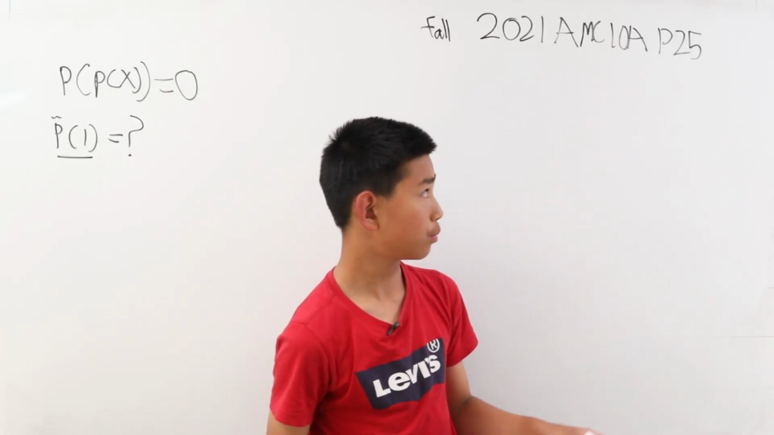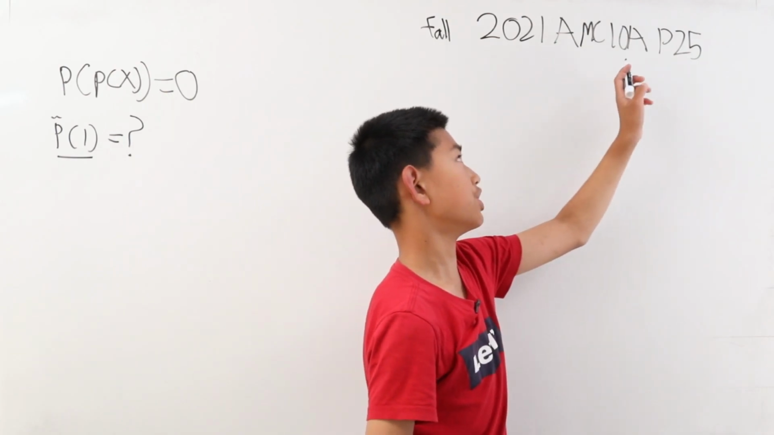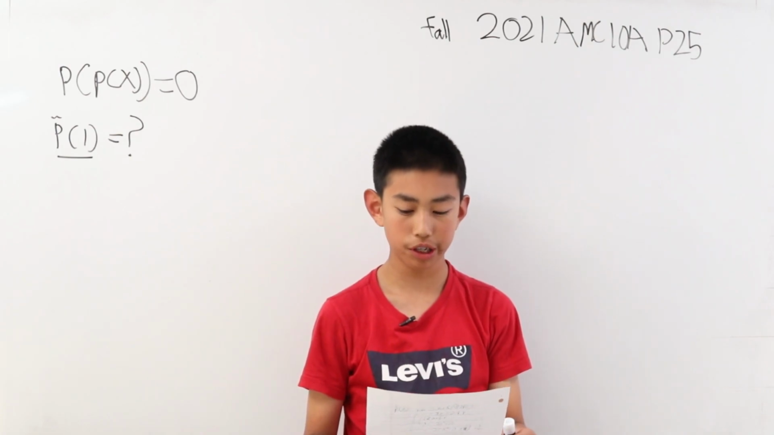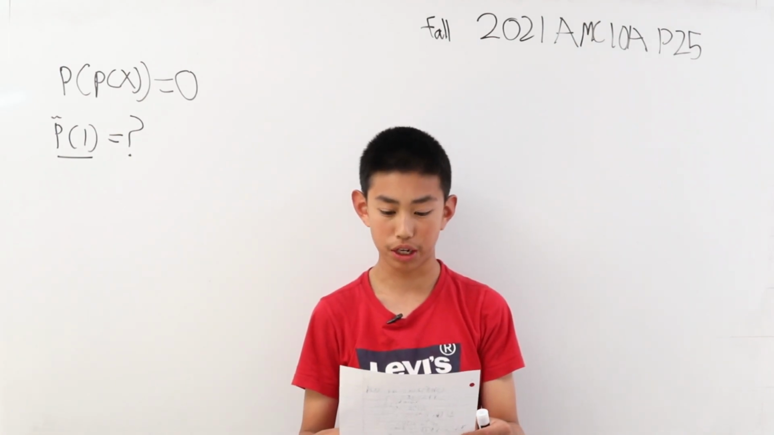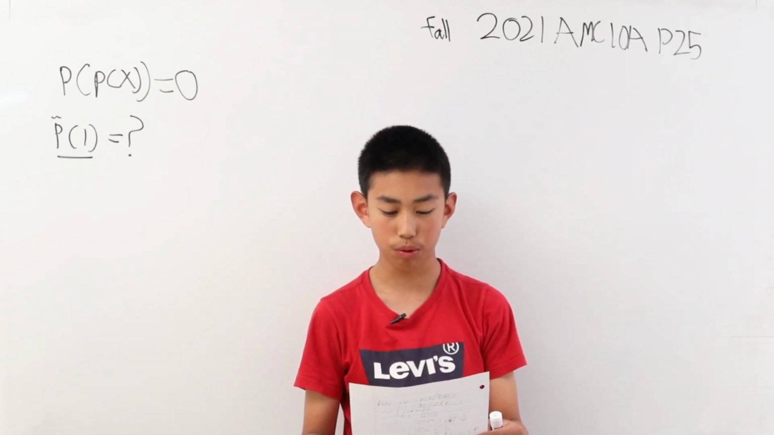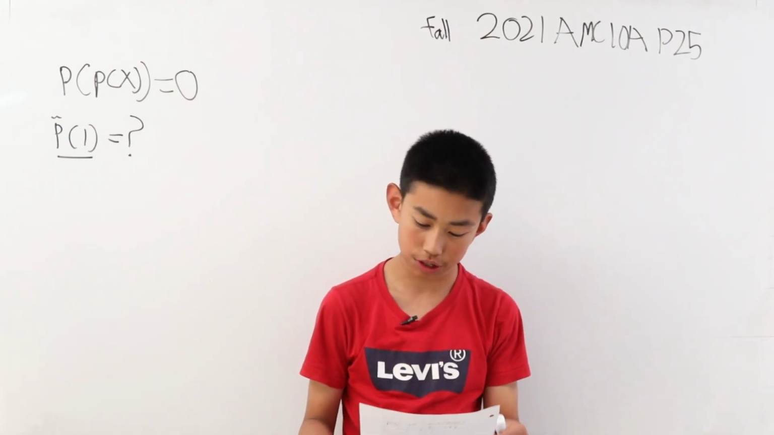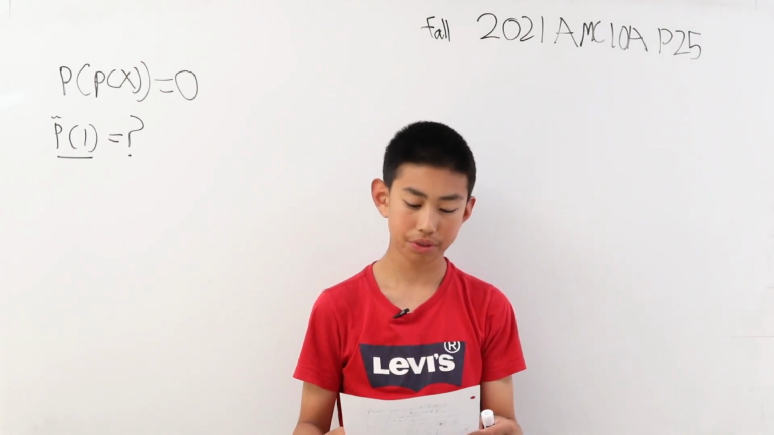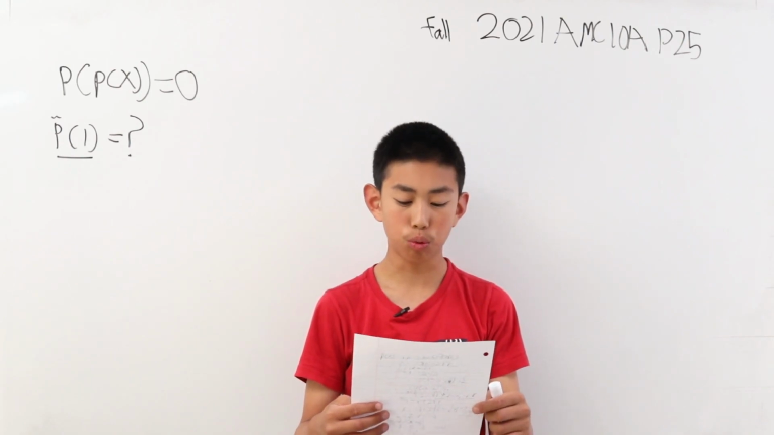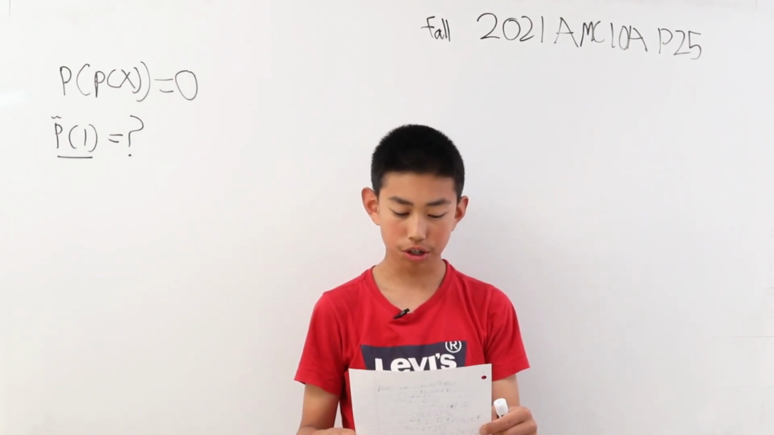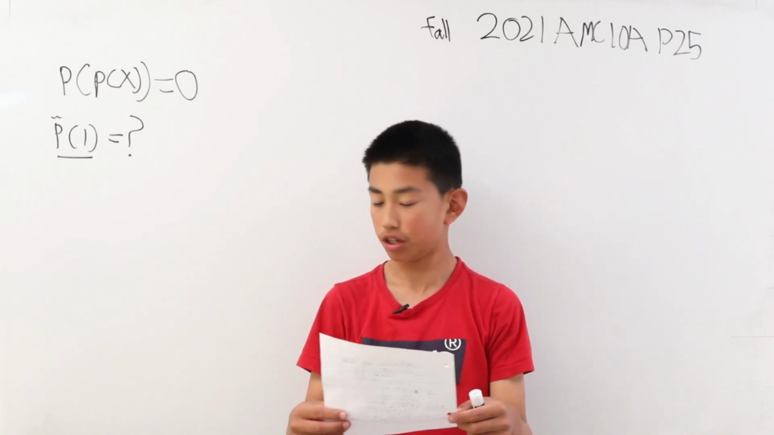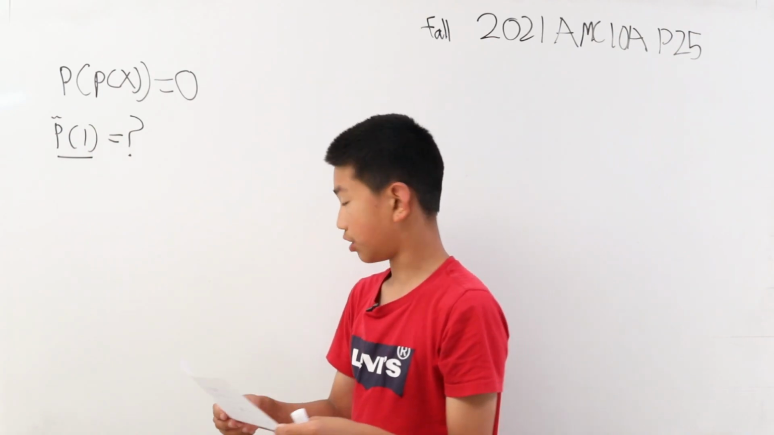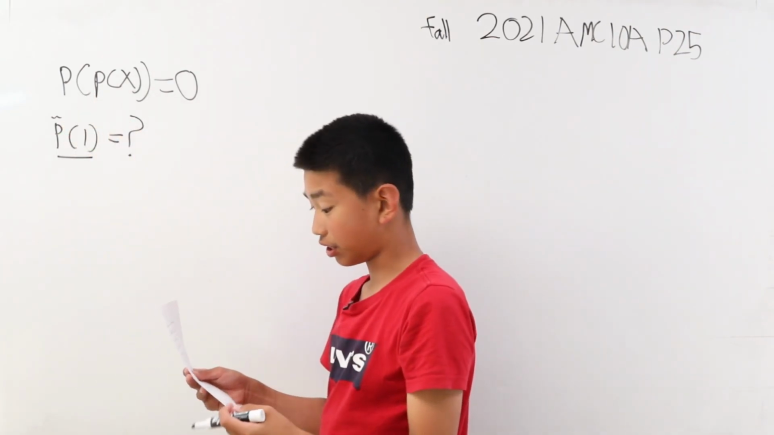Today, we're solving problem 25 from the fall AMC 10A of 2021. A quadratic polynomial with real coefficients and leading coefficient 1 is called disrespectful if the equation p of x equals 0 is satisfied by exactly 3 real numbers. Among all the disrespectful quadratic polynomials, there is a unique such polynomial p of x, except with a bar line over it, for which the sum of the roots is maximized. What is p bar line 1? That's what I like to call it.